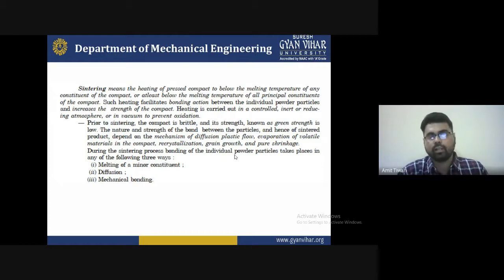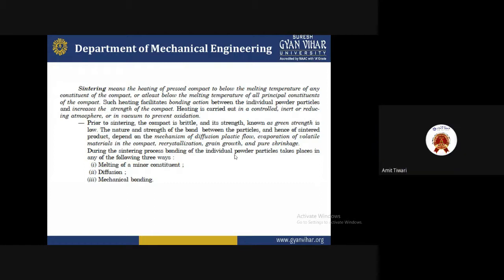So to withstand all these stresses and to maintain sintering, the heating of the pressed compact has to be below the melting temperature of any constituent of the compact. Bonding is required between the individual powder particles to increase the strength of the compact. The heating is carried out in a controlled, inert or reducing atmosphere, or in a vacuum, to prevent oxidation. Before sintering, the material has a very low strength, known as the green strength, and the final strength depends upon the mechanism of diffusion.